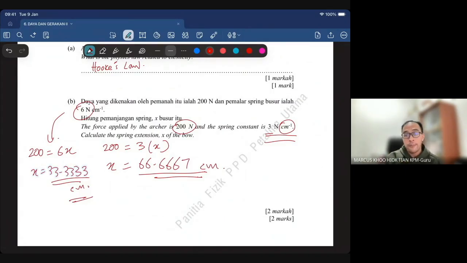And it just so happens that the spring constant for both Malay and English is different. I think if you use Malay, you should answer 33.333. If you answer in English, then getting the answer 66.6667 is really not an issue lah. Just don't get hung up by this.